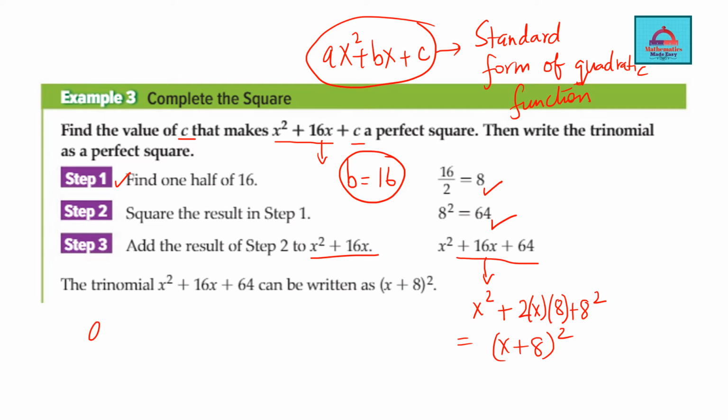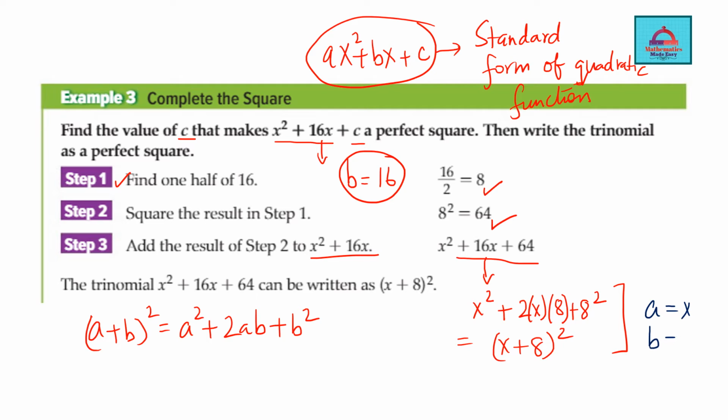Which identity did we use? A plus b whole square is equal to first term square plus 2 times ab plus second term square. In this problem, the first term is x, the second term is 8. So you used this identity along with the 3 steps to complete the square. The value of c that makes it a perfect square is 64, and the perfect square trinomial can be written as x plus 8 whole square.